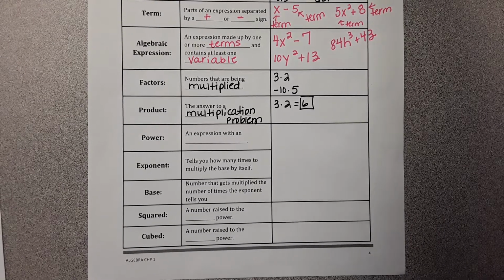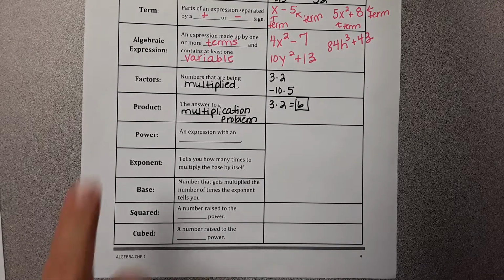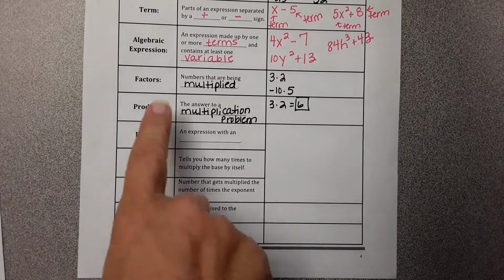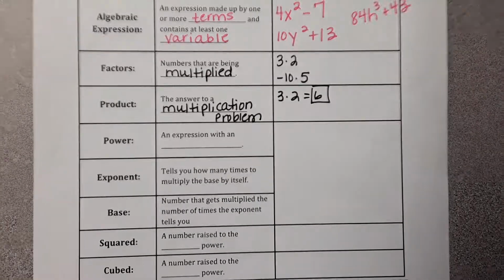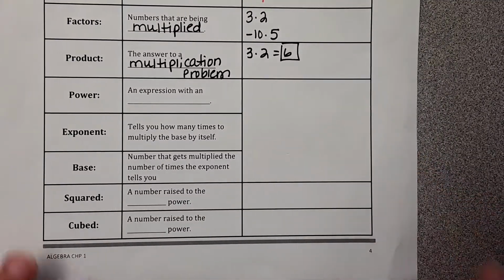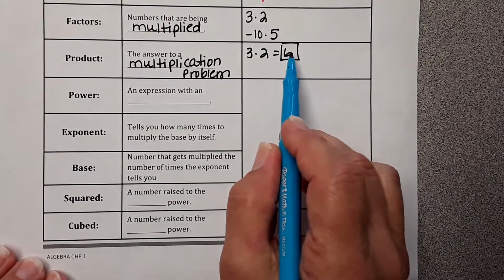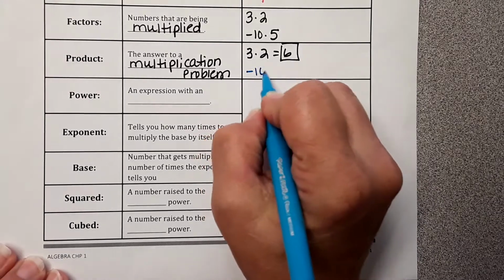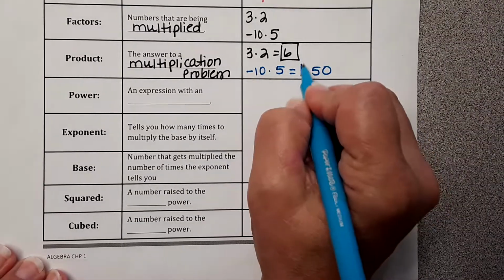Yesterday we learned that when we multiply, factors are numbers that are being multiplied together, and product is the answer to a multiplication problem. 3 times 2 are the factors, 6 is the product. Negative 10 times 5 are the factors, negative 50 is the product.